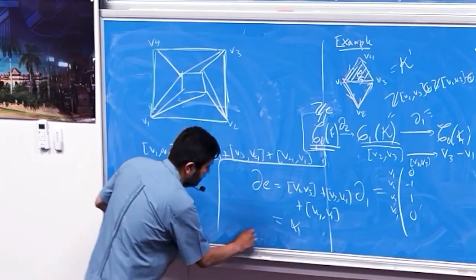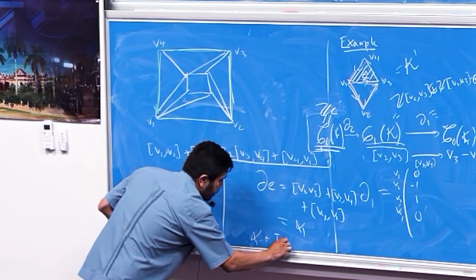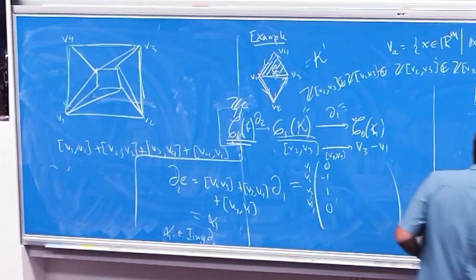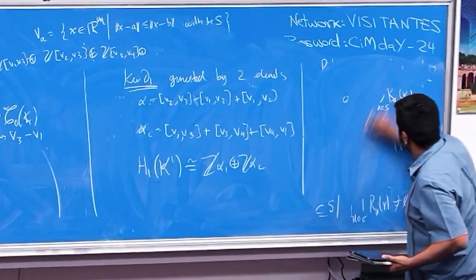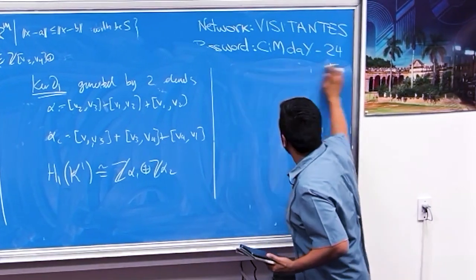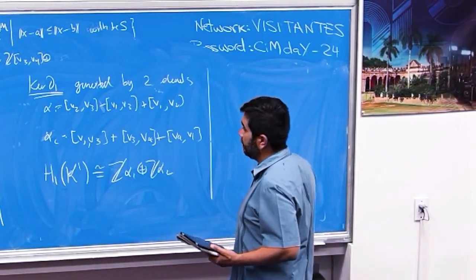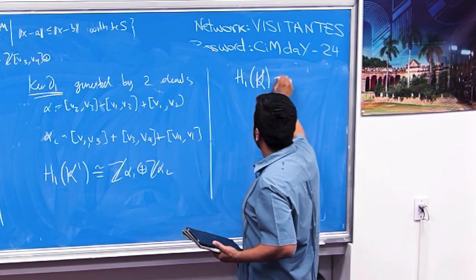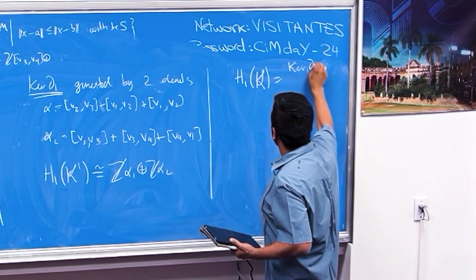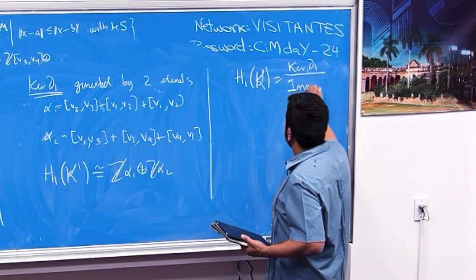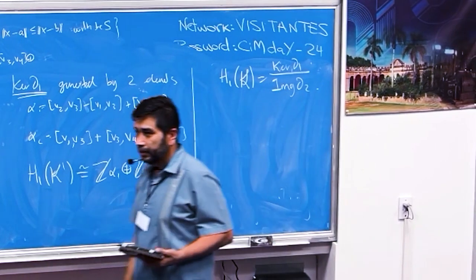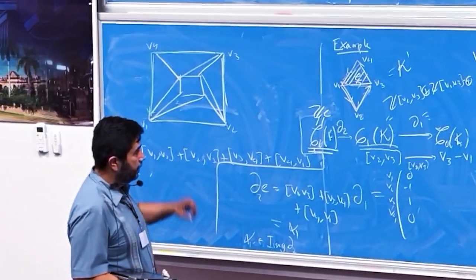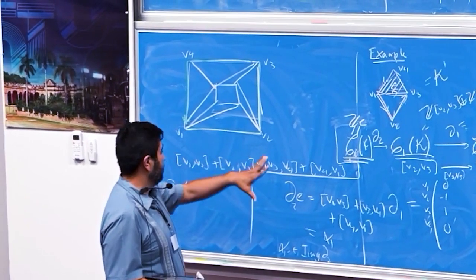This alpha 1 lives in the image of delta 2. So that's why a natural definition of homology is better: H1 of K is the kernel of delta 1 divided by the image of delta 2. That's the way that people define homology. Well, this was a motivational example.